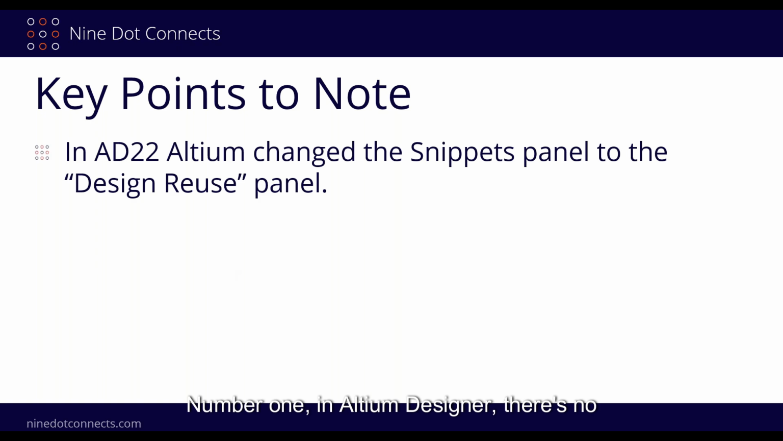Number 1, in Altium Designer, there's no longer this thing called the Snippets panel, which we've all known and loved ever since like Altium 6. It's now known as the Design Reuse panel, and that's because that panel not only contains snippets, but it also contains the reuse block capabilities that Altium is providing. Oddly enough, the design reuse panel does not include device sheets or managed sheets, which is kind of unusual, but that's what this design reuse panel is now called, what used to be the snippets panel.